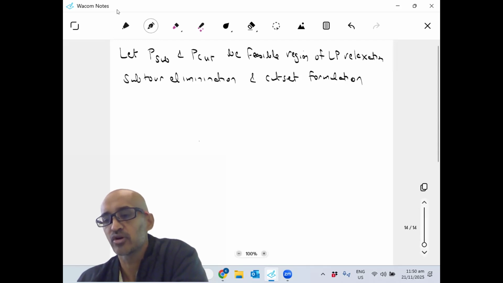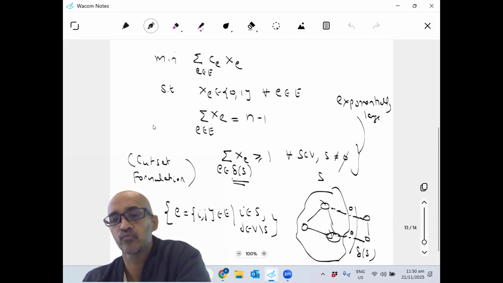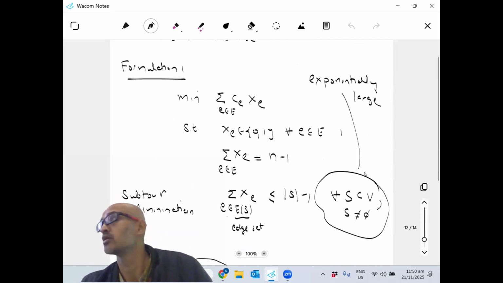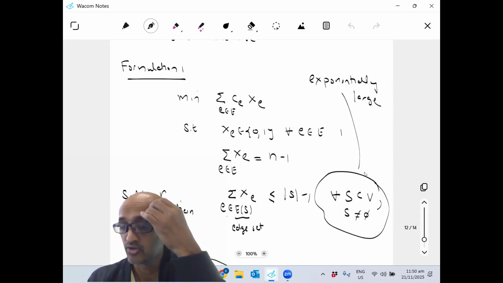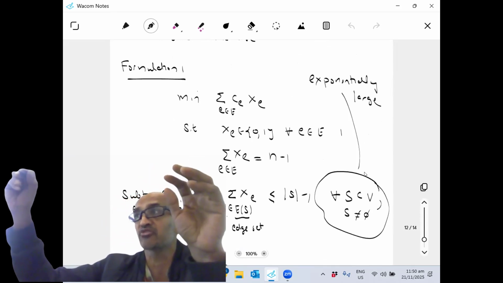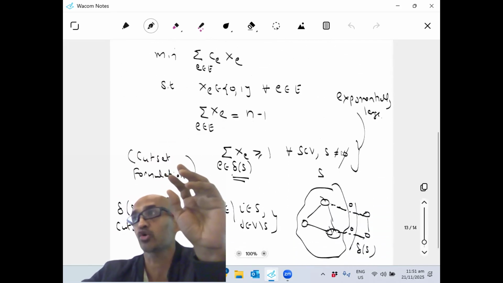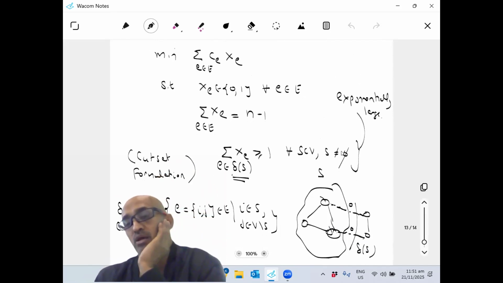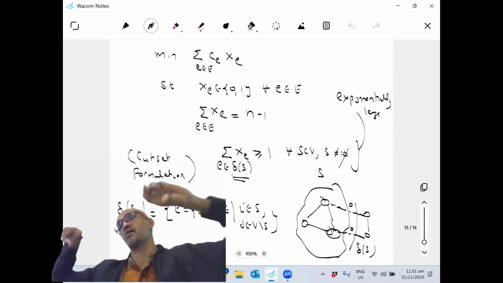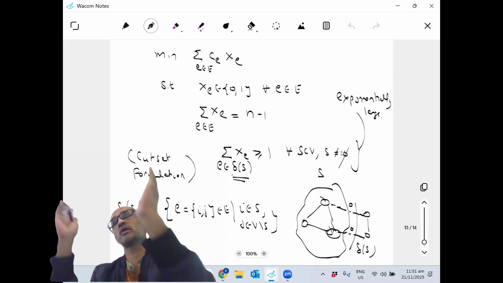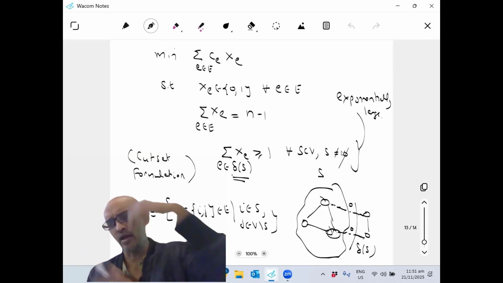Okay, so all I'm doing is taking these two problems. I'm forcing x_e to be binary. I'm just going to say x_e lies between 0 and 1, and they add up to n minus 1. In one case, I'm going to say the total number of edges in the subtours, you can't have cycles within a set. In the other, I'm going to say you have to have at least one edge coming out of a node, which has to be greater than or equal to 1. Both of these give exactly the same TSP, sorry, MST solutions.